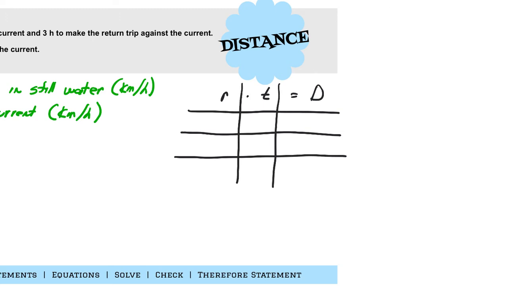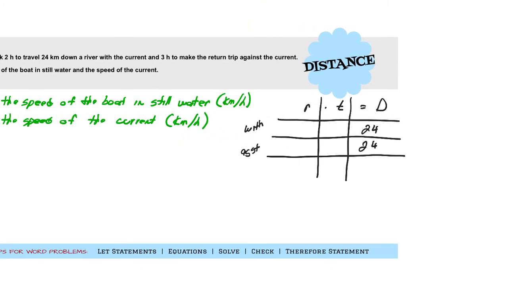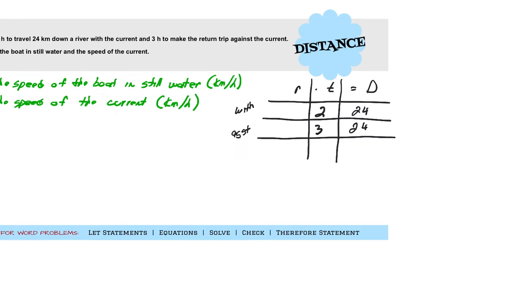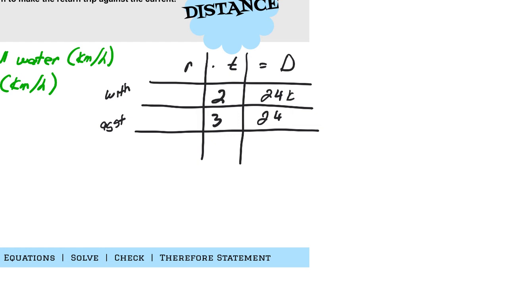You could also say with the current and against the current. So the distance is the same. It's 24 kilometers. And it's saying that it took 2 hours one way and 3 hours the other. So this is distance, this is kilometers, this is time in hours. And your rate, of course, is kilometers per hour.